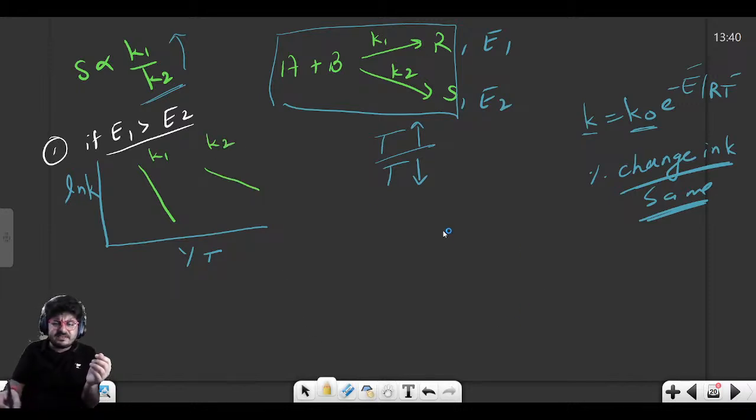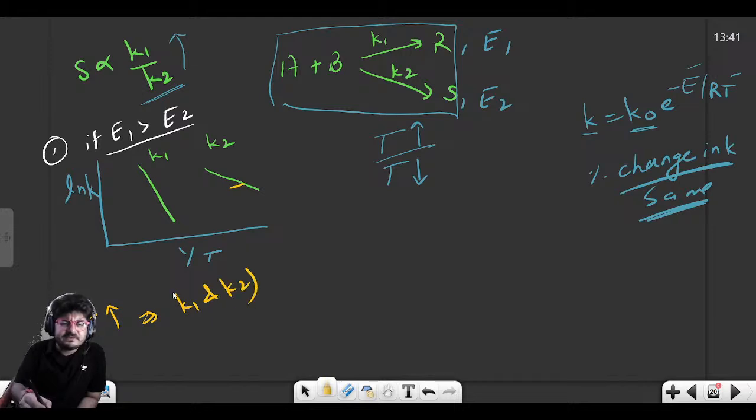So here you can see if I increase the temperature, then it is obvious that K1 and K2 both will increase. Okay, but you can see for this temperature change, the percentage rise in K2 will be this much. While for the same temperature change, the percentage rise in the value of K1 will be more, as you can see from the slope, since E1 is greater than E2. Okay, so that is the meaning.